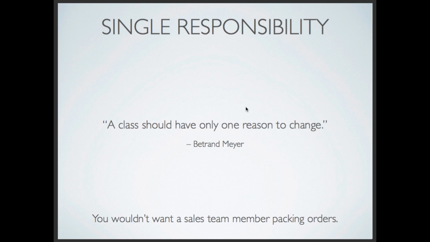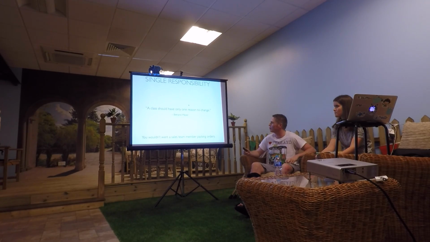So S, single responsibility: a class should only have one reason to change, or it should only have one purpose. I've got several bad analogies going through this, so you have to bear with me. My analogy for this one is you wouldn't have a sales team member packing orders in a warehouse. It'd be the same for a class. You don't want it doing multiple things and having multiple reasons to change.